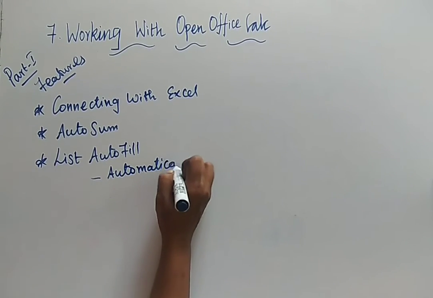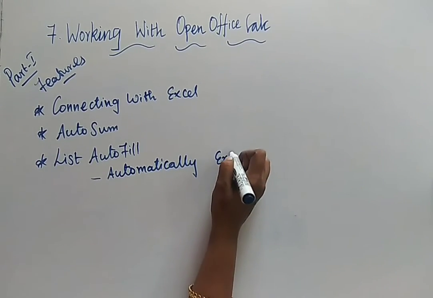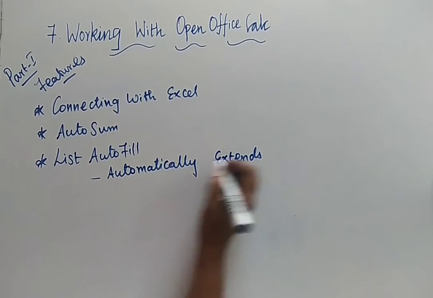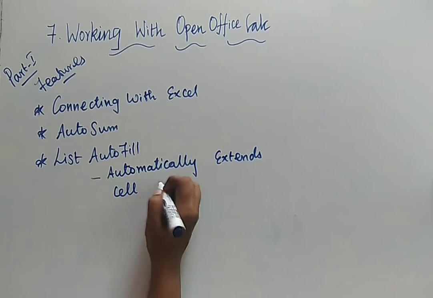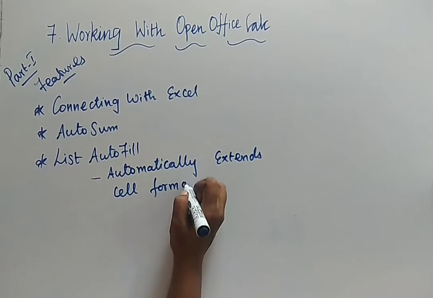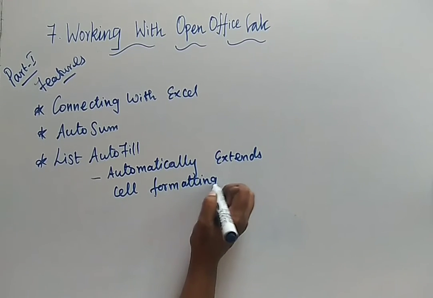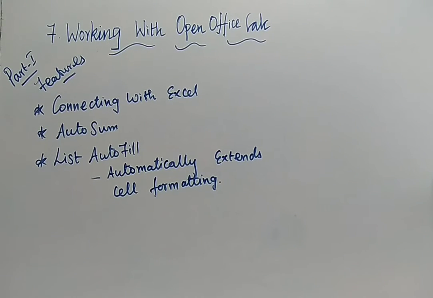It automatically extends cell formatting. Okay, clear with the simple example? So if you have done any formatting, for example made 5 lines bold and italic, and after that you insert an extra 5 lines, automatically the formatting of the first 5 lines will be reflected to the remaining 5 lines that you have inserted. Yes, that is your list autofill.